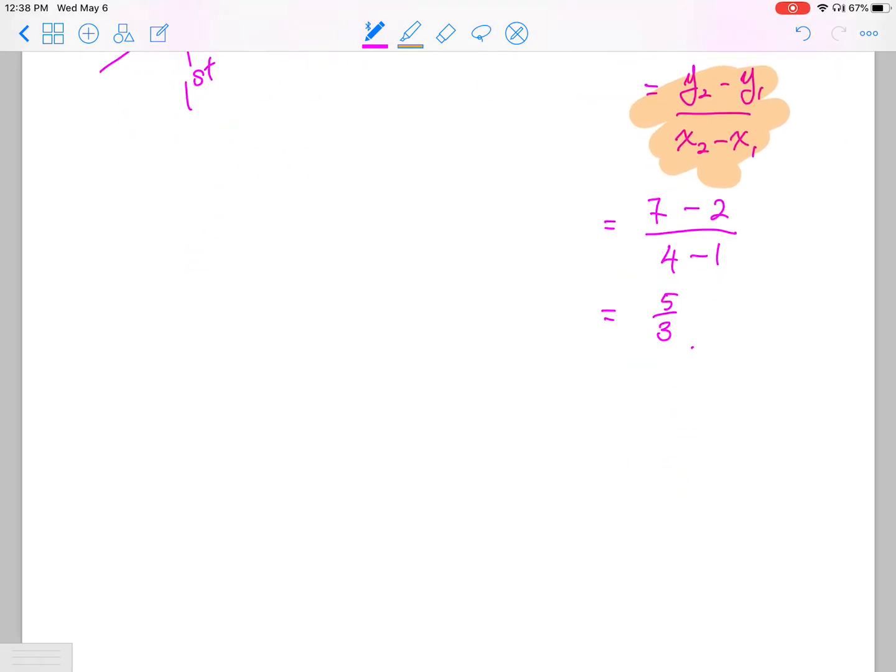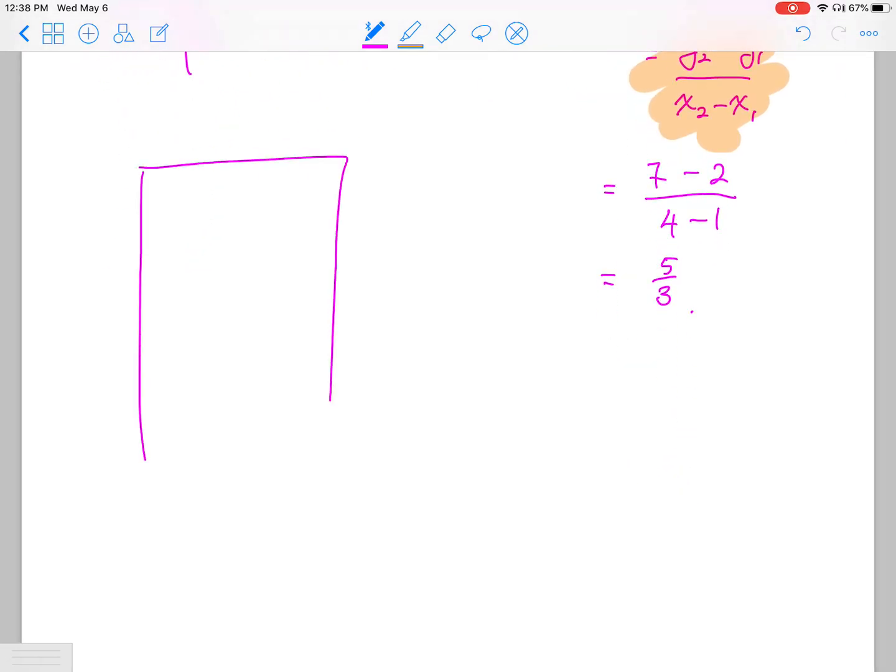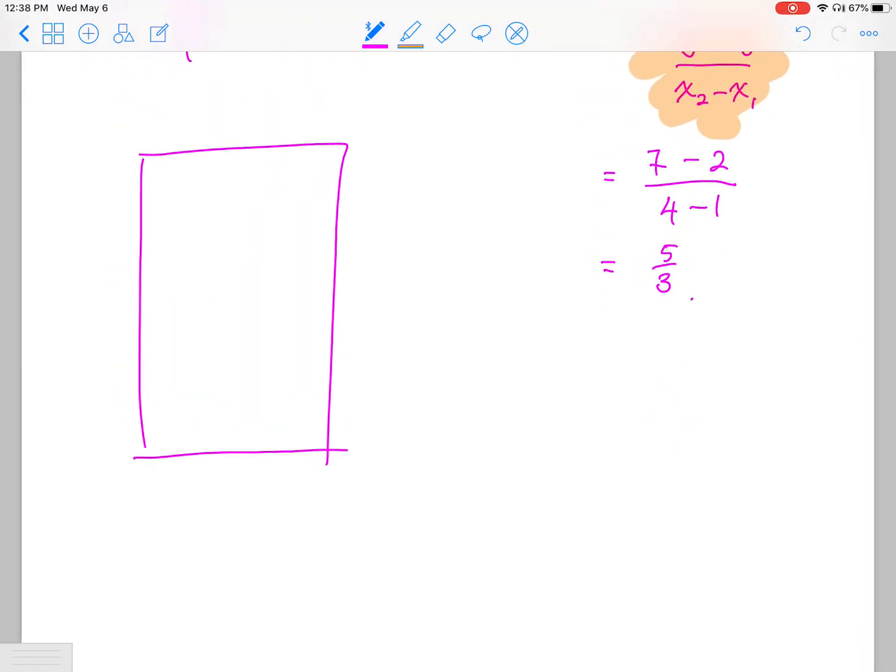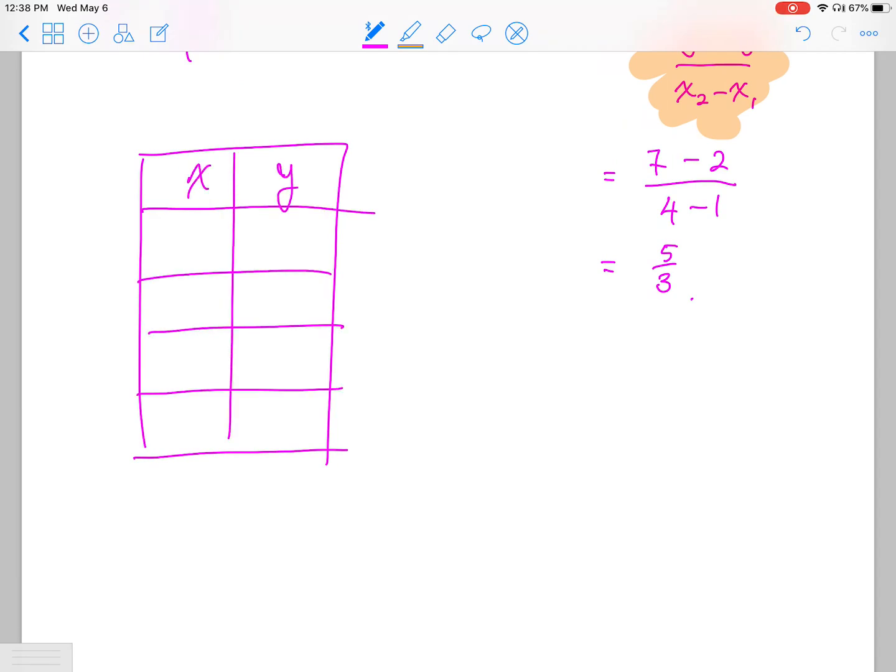Another thing is, what if I have a table of values? What if I don't have the straight line? How am I supposed to find the slope from this? Because I don't have a line, right? But remember this, the line actually is created from that table of values. You put the values, plot them on the Cartesian plane or XY plane, and then draw a straight line by connecting all those dots. So they are basically the same thing.